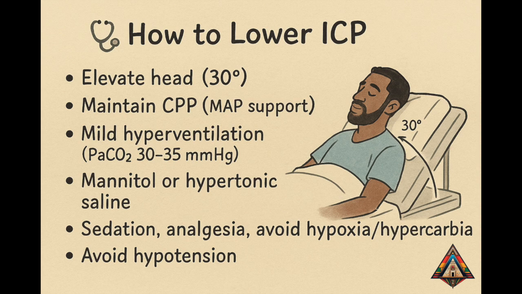Sedation and analgesia help prevent coughing, agitation, or straining, which can elevate intracranial pressure. Avoiding hypoxia and hypercapnia is essential to prevent secondary brain injury. Preventing hypertension is equally important to avoid compromising cerebral perfusion.